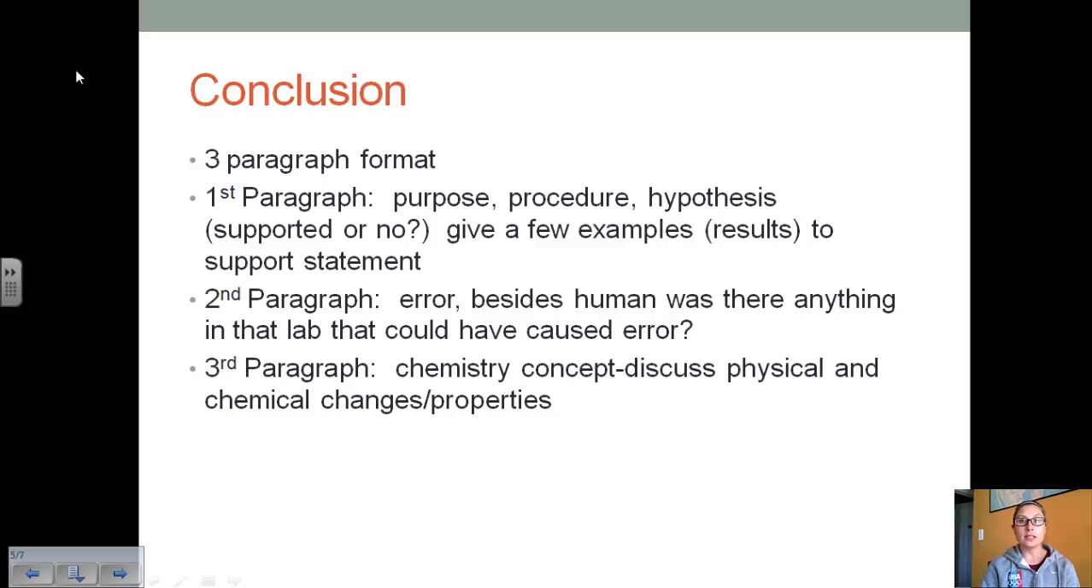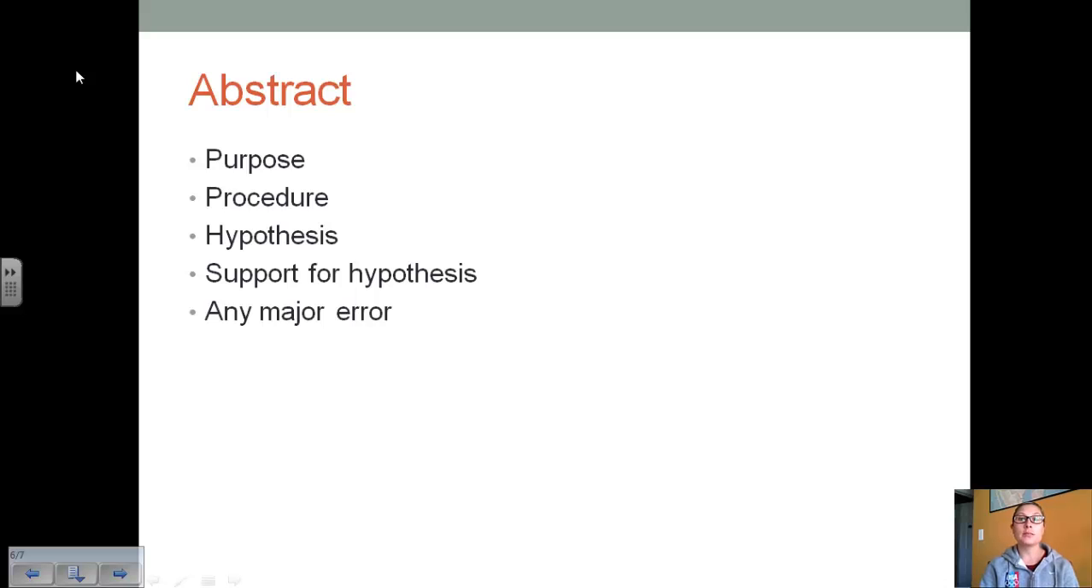For the third paragraph, you need to discuss the chemistry concept. So talk about the difference between physical and chemical properties and physical and chemical changes and how you would identify each of them. The last part you're going to need to complete is the abstract, which remember actually goes first in your lab, but you're going to do it last because it's a summary. So you'll need to restate your purpose, briefly summarize your procedure, again, restate your hypothesis, was your hypothesis supported, and how do you know? And then just list any major errors that could have affected your results. So again, just like a paragraph summary of your lab.